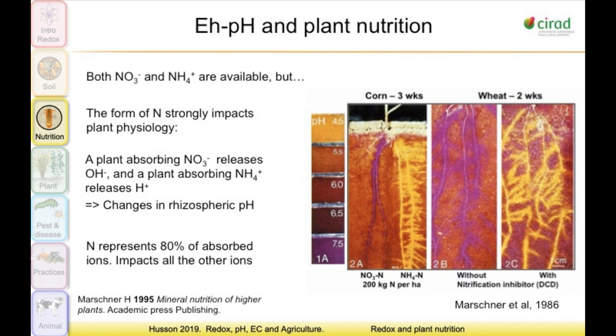And nitrogen represents 80% of the ions absorbed from the soil. So that means it has a huge impact on the rhizosphere, on plant rhizosphere. Sorry, I'm too much on rice. So it will impact the solubility of all the other ions. Okay.